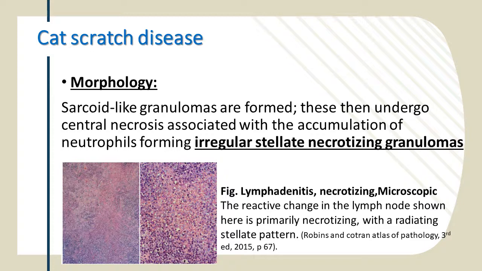sarcoid-like granulomas are formed. These then undergo central necrosis associated with the accumulation of neutrophils, forming irregular stellate necrotizing granulomas. The reactive change in the lymph node shown here in this microscopic picture is primarily necrotizing with a radiating stellate pattern.